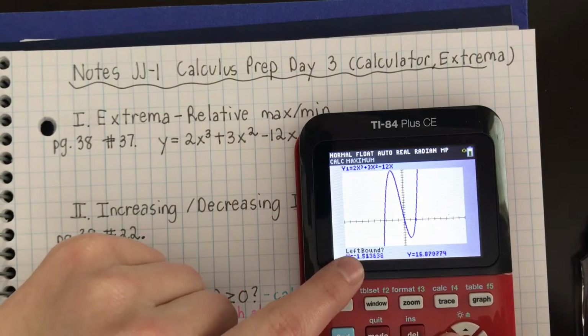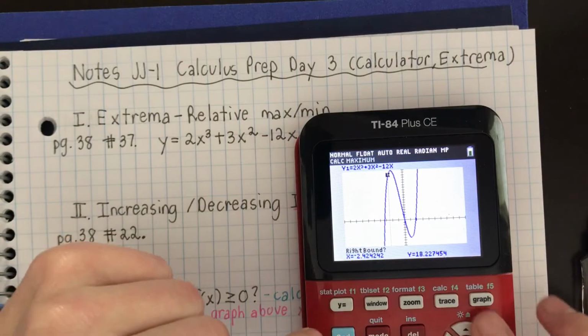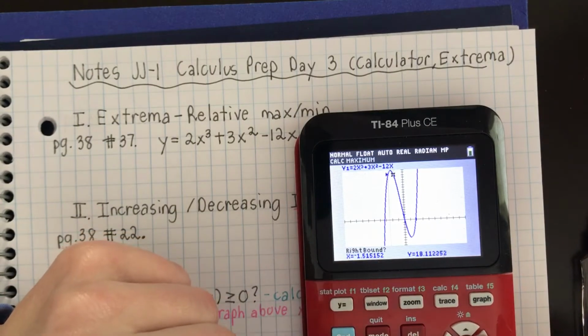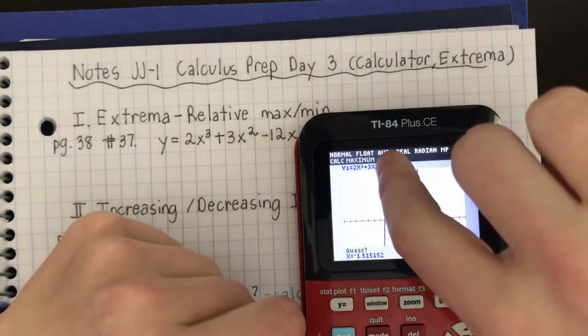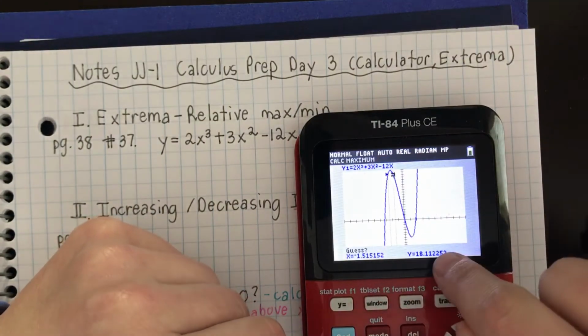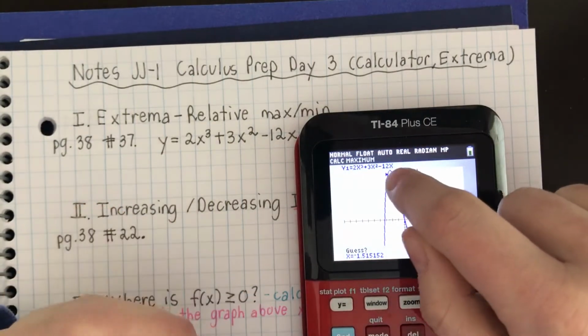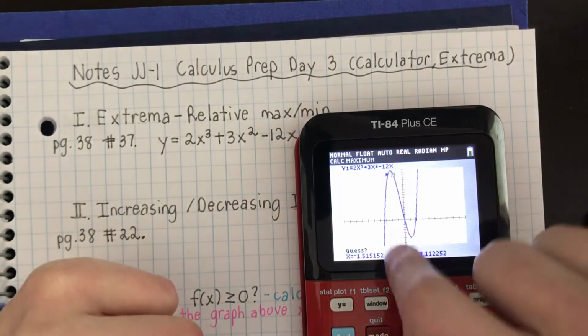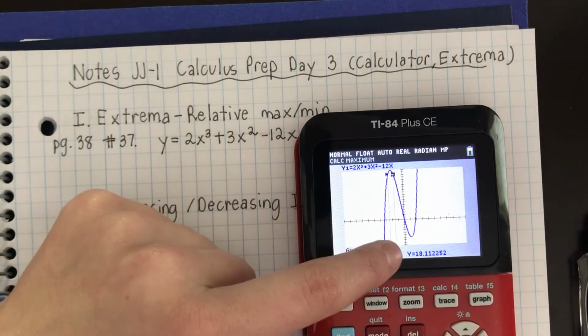So it says left bound. I have to scroll my cursor to the left of the max, hit enter. Right bound, so scroll my cursor to the right of the relative max, hit enter. You might not be able to see at home as clearly, but on your own personal calculator, you should see that relative max lies in between the two vertical lines that have been created on the graph.